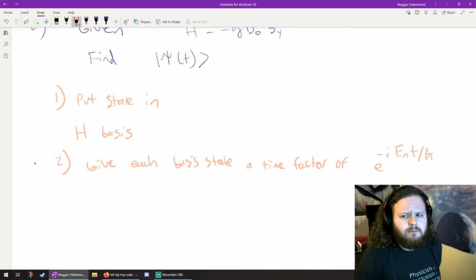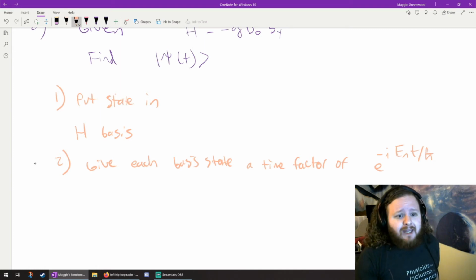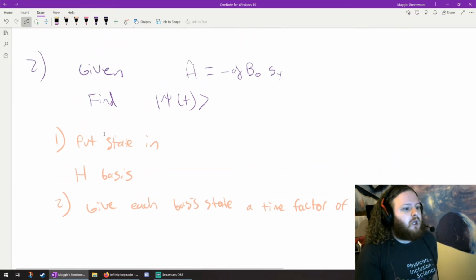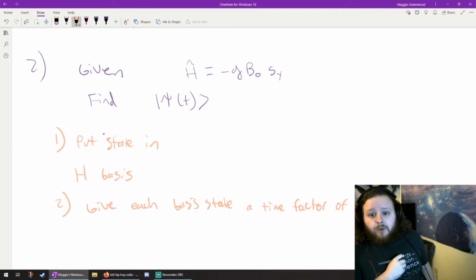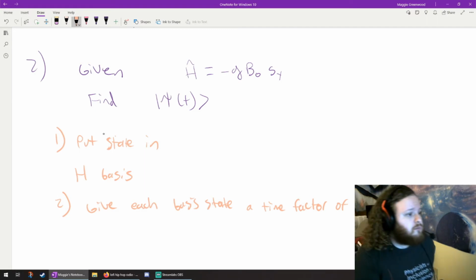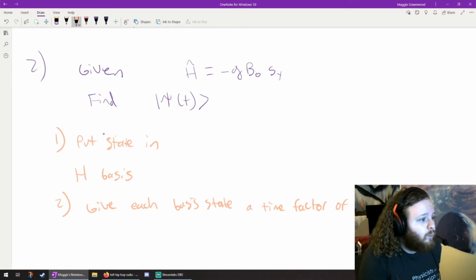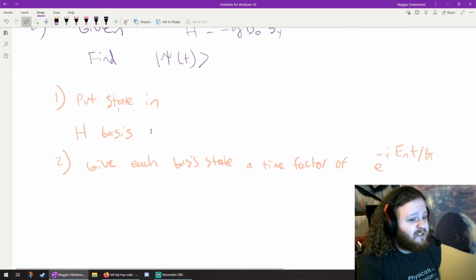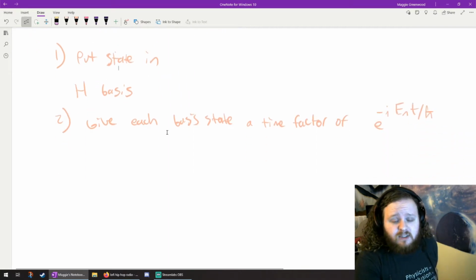And we need to pay attention to that, because then we get nasty cross terms from our calculations, and everything goes to hell, and that's what quantum mechanics is. So, first of all, we need to put our state in the H basis. How do we do that? Well, we gotta find the H basis, which means we need to do some time evolution stuff.